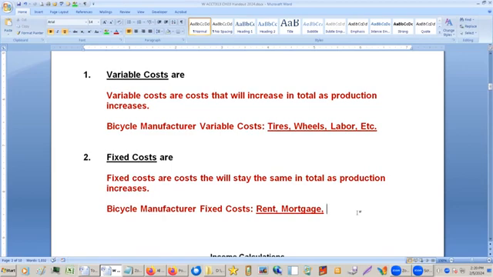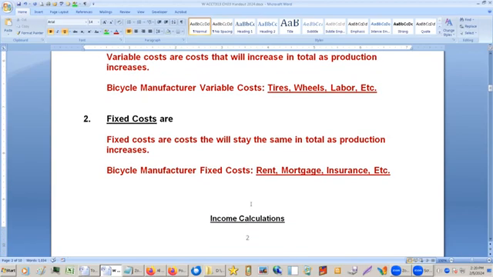Okay, rent, mortgage, insurance, maybe. All those things are things that aren't going to change. Whoever's renting you the building, $1,000 a month or whatever it is, they don't really care how many things you make. They just want their rent, so it'll be fixed.